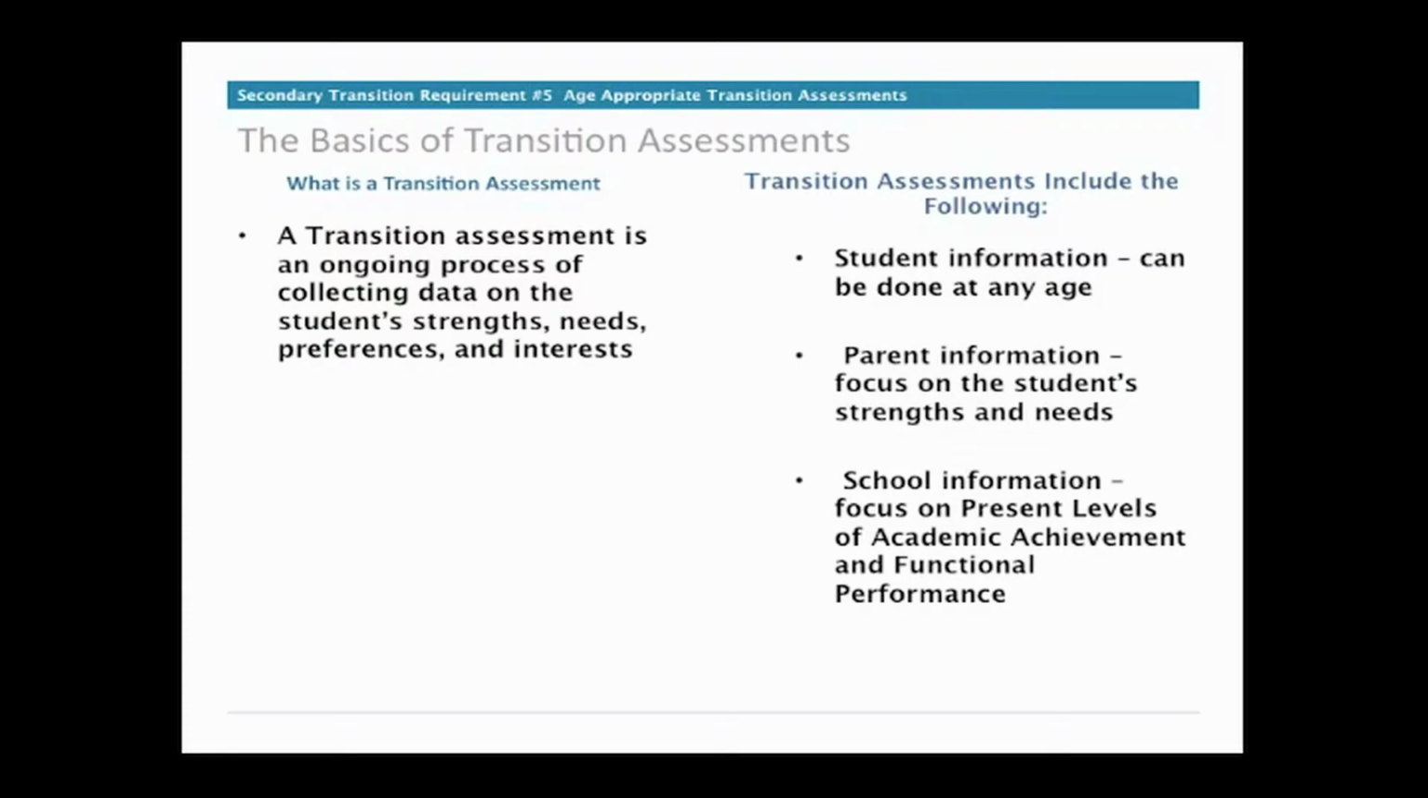When you gather transition assessment information, you can gather it from the following areas. You can obtain student information, which can be done at any age. Parental information, which usually focuses on the student's strengths and needs. And school information, which focuses on present levels of academic achievement and functional performance.